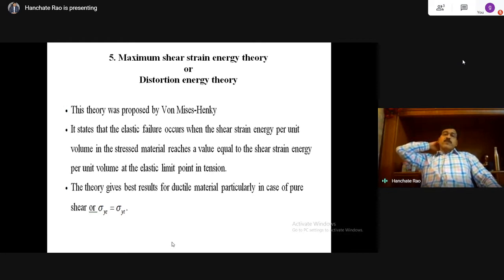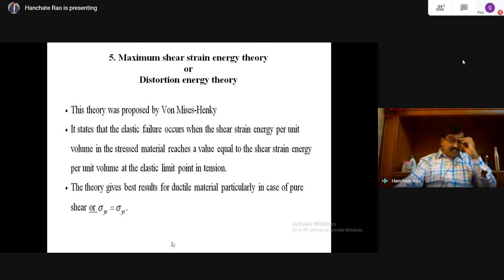The next theory was proposed by von Mises-Hencky. Here also the concept is the same. Now we have shear strain energy; what is the shear strain energy at elastic limit in simple tension? These both things will be compared. That is the theory, proposed by von Mises.